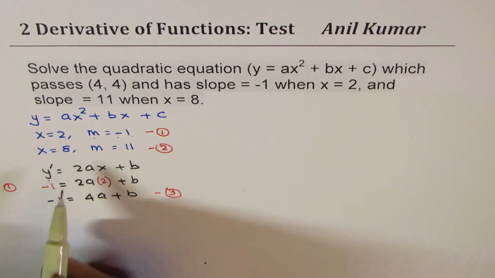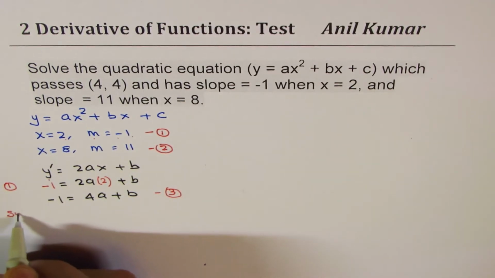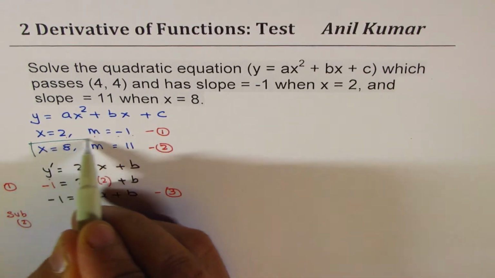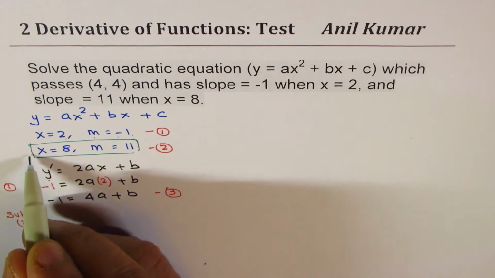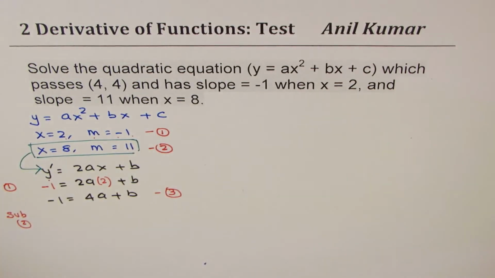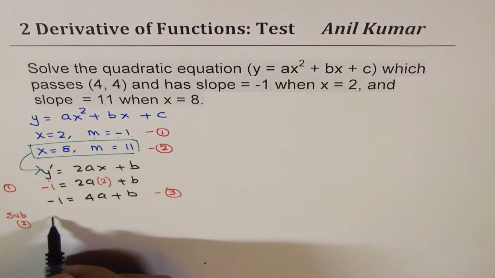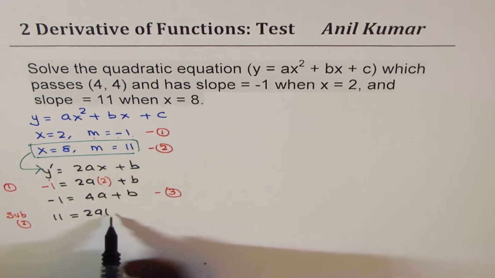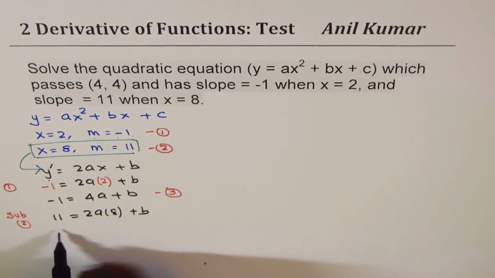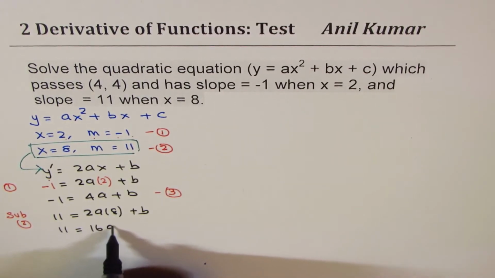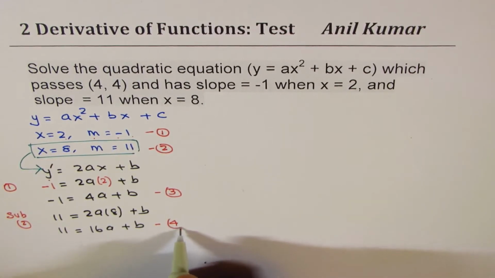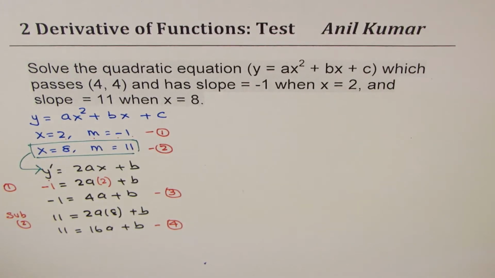Now if I substitute the second condition in our equation, what do we get? Slope is 11, so I'll write this as 11 equals 2a times 8 plus b, right? So that gives me 11 equals 16a plus b. So we get another equation. Let me call this equation 4. Now these two equations are both in a and b, so we can solve for a and b.